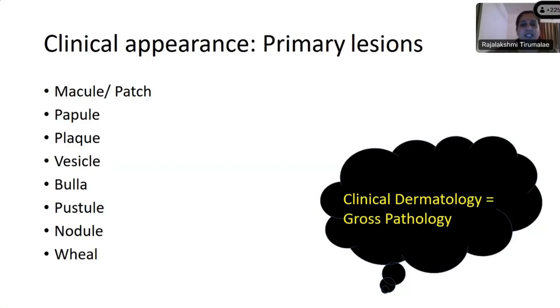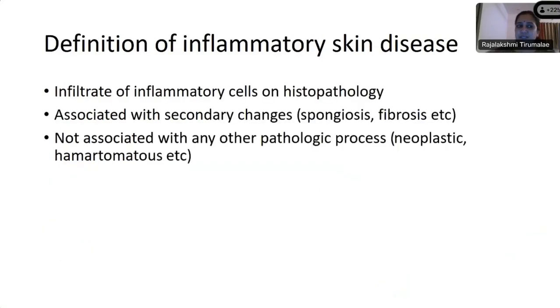Now, having said this, what exactly is an inflammatory skin disease? So basically, these are diseases which are characterized by a significant infiltrate of inflammatory cells on histopathology, which may be associated with secondary changes, but not associated with any other pathologic processes. For example, you can have a significant amount of inflammatory infiltrate in diseases like Bowen's disease or actinic keratosis. That doesn't make it an inflammatory skin disease.